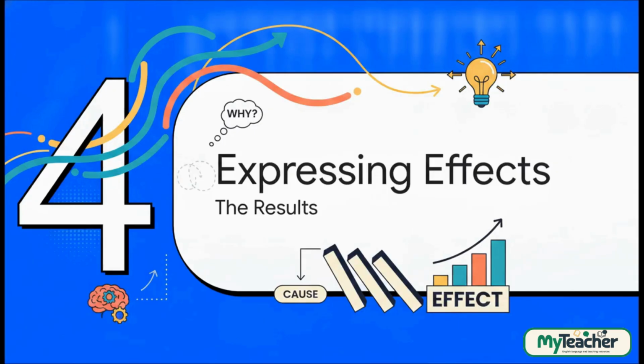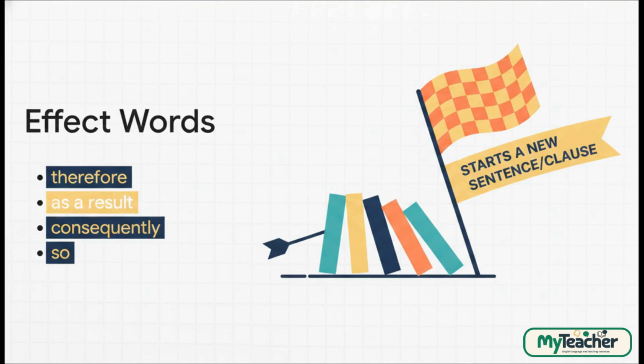You are doing great. Now that we know how to talk about causes, let's switch over to the results. Let's look at expressing effects. Here are our connecting words for effects: therefore, as a result, consequently, and so. These words are very strong. They basically tell the reader, get ready, here comes the result. When you use these words, they usually start a brand new sentence or a brand new part of the sentence.